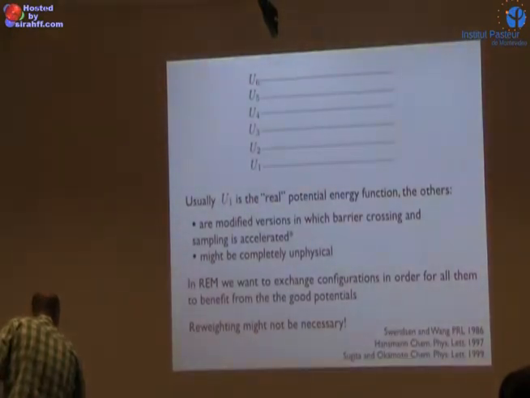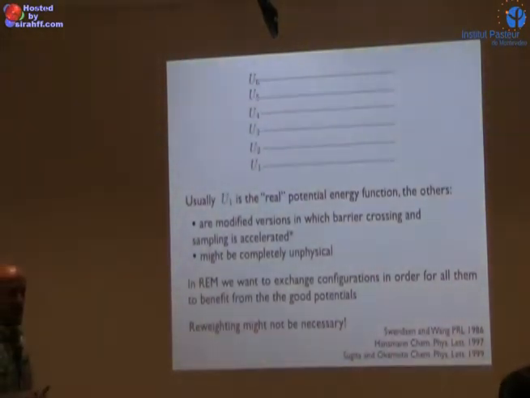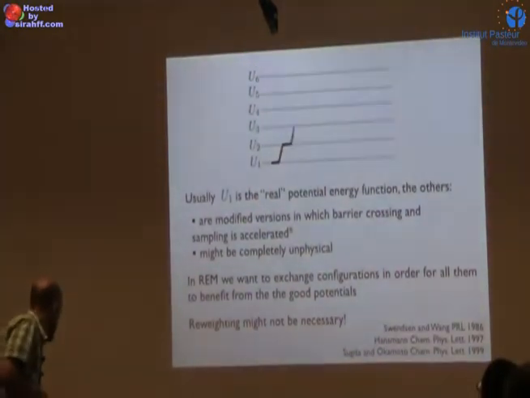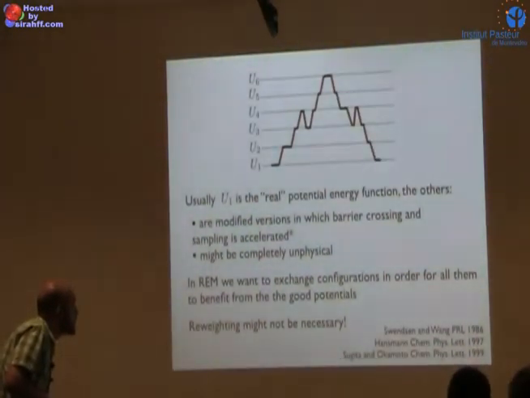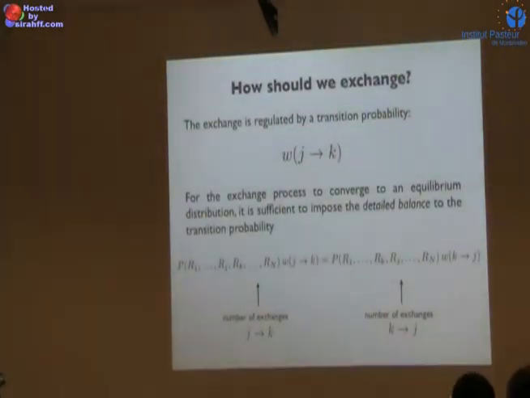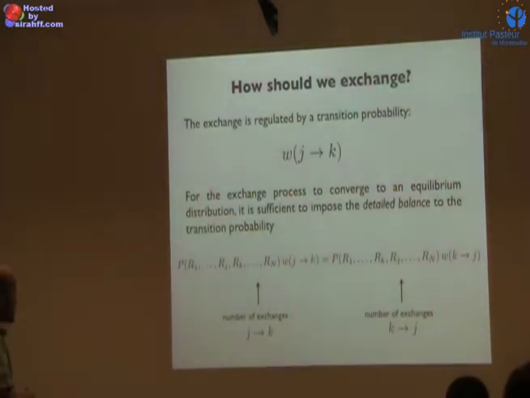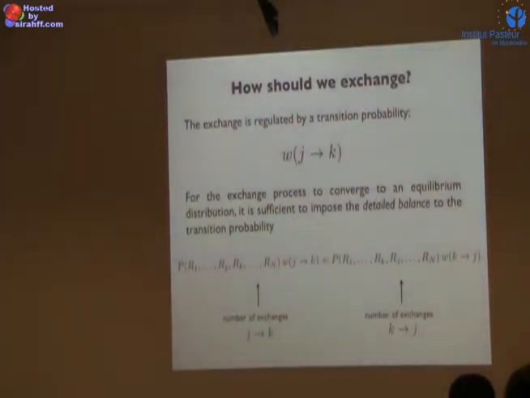Okay, so the thing is, how should I exchange between these replicas? How am I supposed to regulate this exchange process? What I want at the end of the day, as I was telling you, is to reach an equilibrium distribution. So I want each of the replicas of my extended system to be distributed according to a distribution. So one way to do this, a sufficient way to enforce this condition, is to impose the detailed balance on the transition probability.